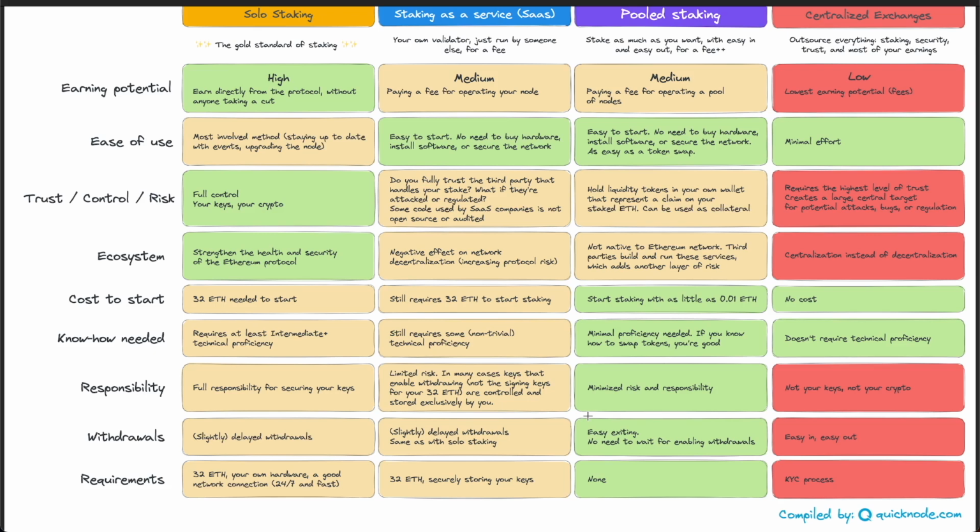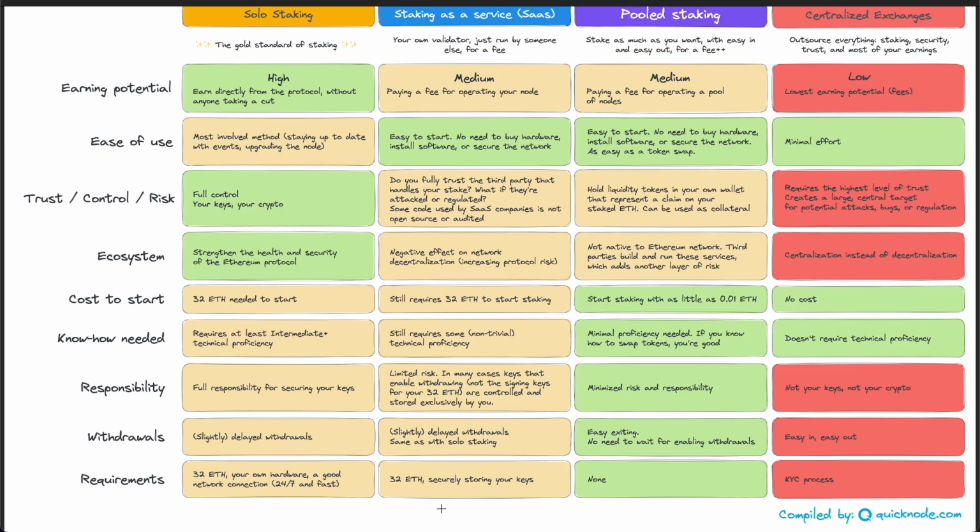And the last is the requirements for each option. For both solo staking and staking as a service, it's 32 ETH. You need to have that in order to be able to start staking. With solo staking, you also need your own hardware and a good network connection that is running 24/7 and is fast, because if your validator stays offline for extended periods of time, you will get some penalties and you will earn less staking rewards.